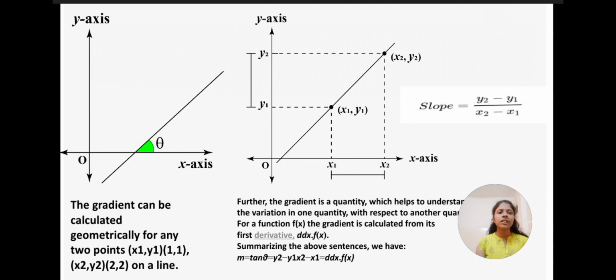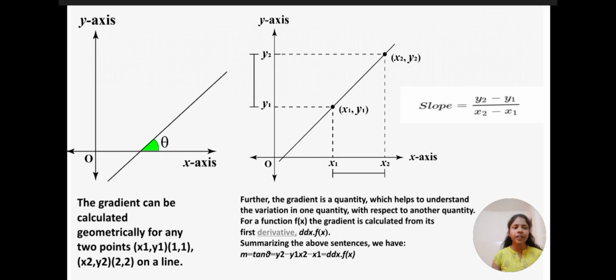Further, the gradient is a quantity which helps to understand the variation in one quantity with respect to another quantity. For a function f of x, the gradient is calculated from its first derivative, differentiation of f of x. Summarizing the above sentences, we have m is equal to tan theta is equal to (y2 minus y1) divided by (x2 minus x1) is equal to differentiation of f of x.